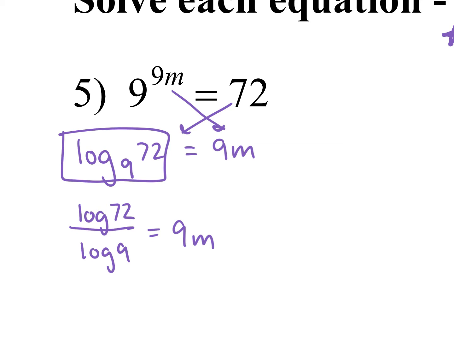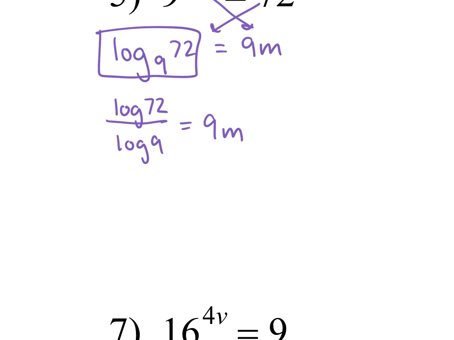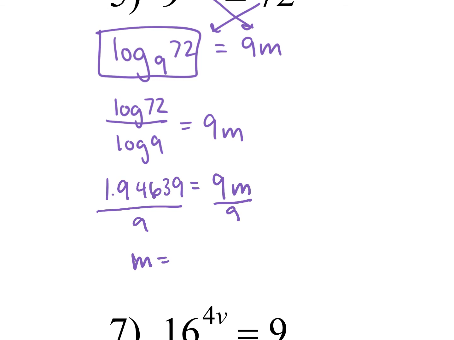My calculator needs light to work, so it's too dark. All right, so log. So when we put this in our calculator, what do we get? 1.94639. And then we're going to keep that number in our calculator because we just have one step left to do. What's the last step? Divide by 9. So keep that number in your calculator. You just put divide by 9, and then that's your answer. So m is equal to 0.216. Awesome.